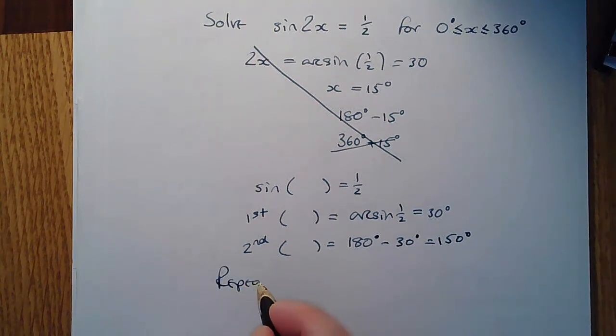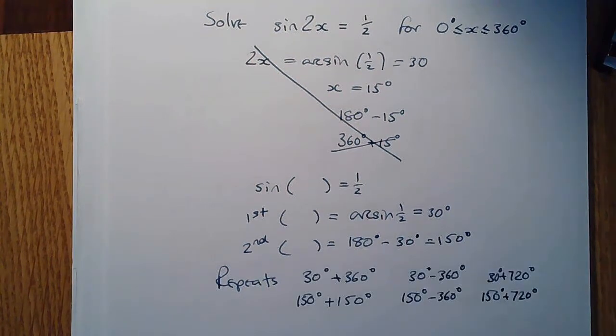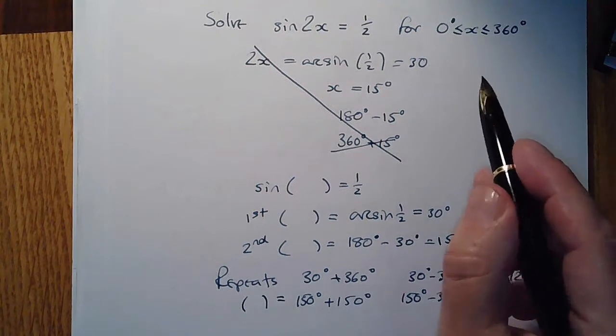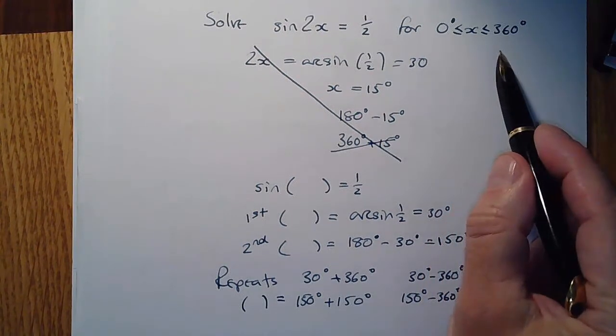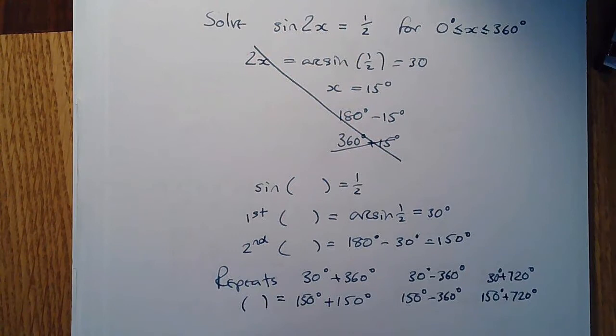So we always get repeats. In radians, it's 2 pi repeats. In degrees, it's 360 repeats. So things like these, and even more. I've added 360, I've taken away 360, I've added 2 lots of 360, I could add 3 lots of 360. All of these will be valid answers for the bracket. Now you may be thinking, but all of those are outside the interval. x has to be in this interval, but that doesn't mean that the bracket has to be in this interval.